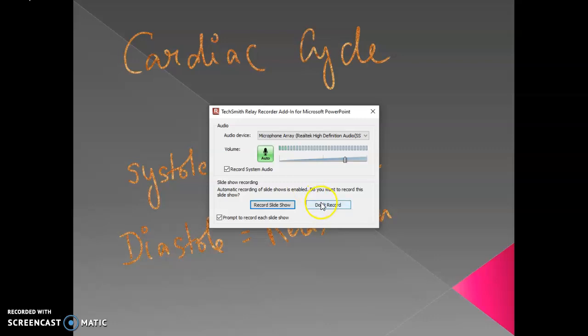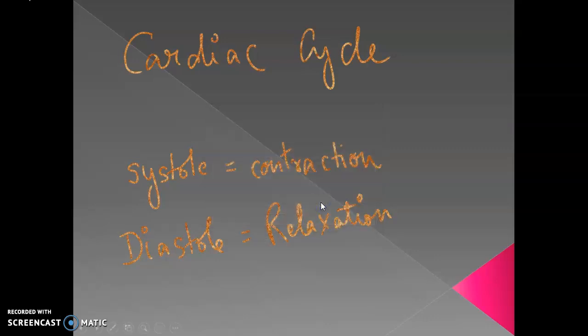So we will start with the cardiac cycle. Now, to understand the cardiac cycle, there are two terms that are very important, and we need to understand these two terms. The first one is systole. Systole is a fancy term for contraction, and the second term is diastole, and that's a fancy term for relaxation.